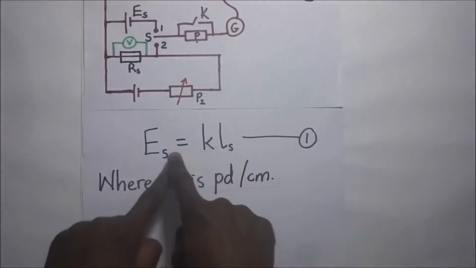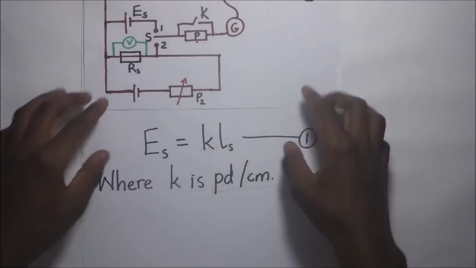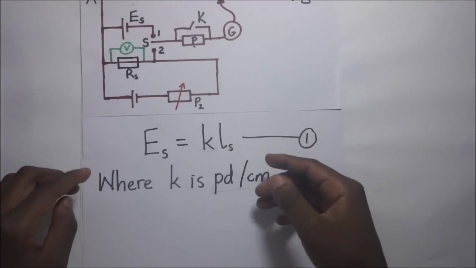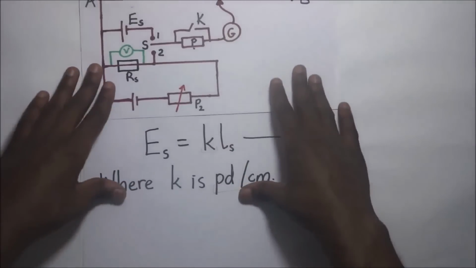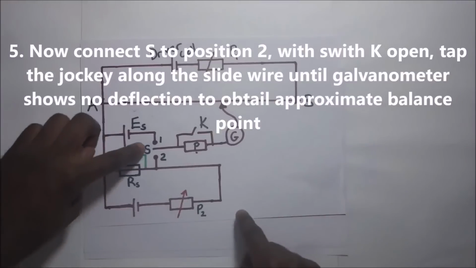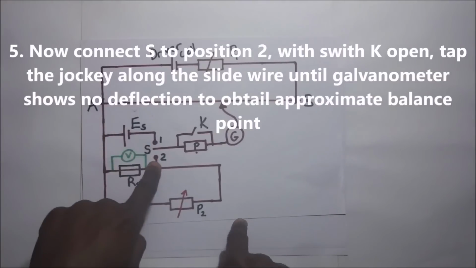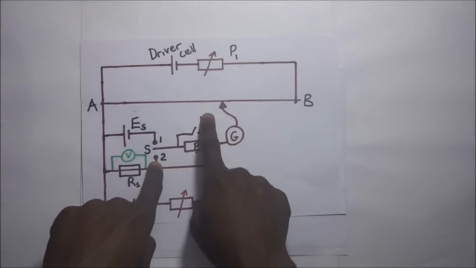This value of K we've got in this expression is what we are supposed to substitute in our next expression. So we continue with the experiment. We now go ahead and connect switch S to position 2, while K is first open.